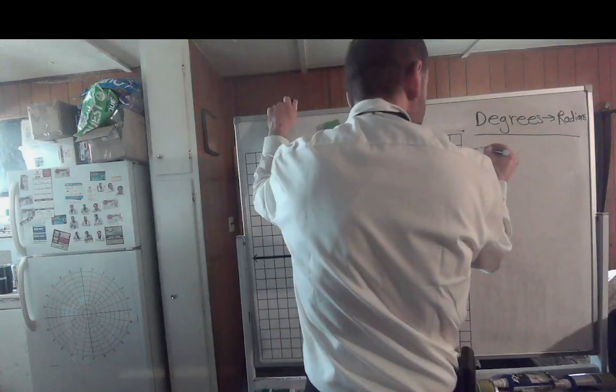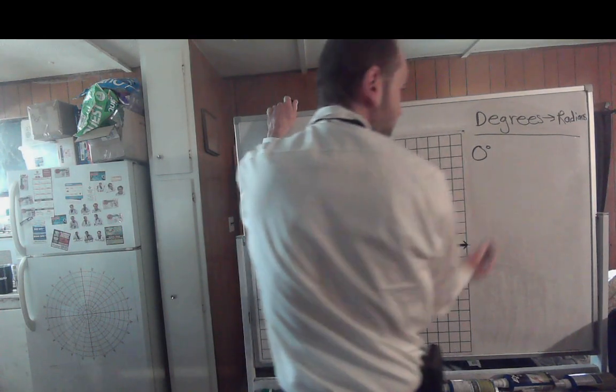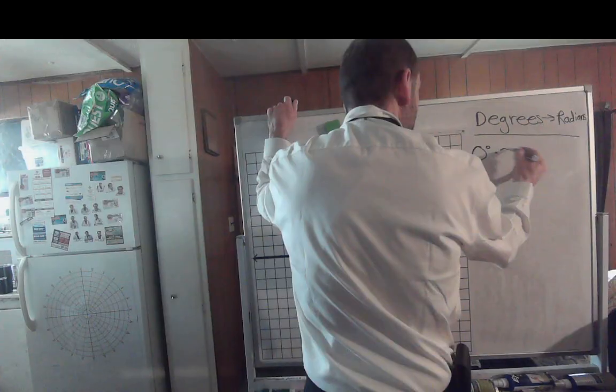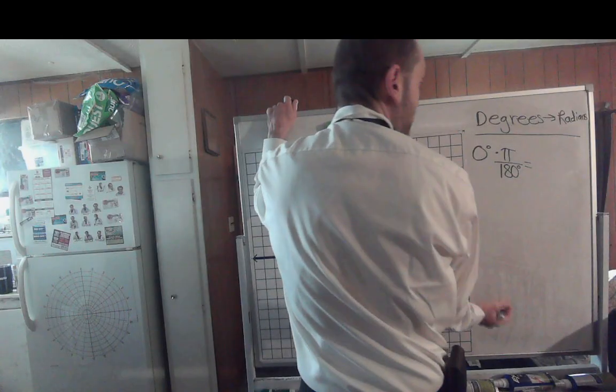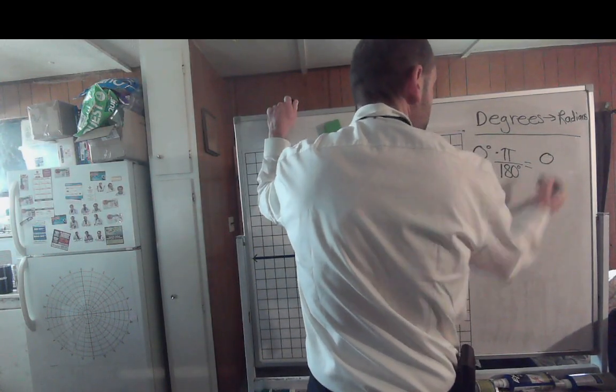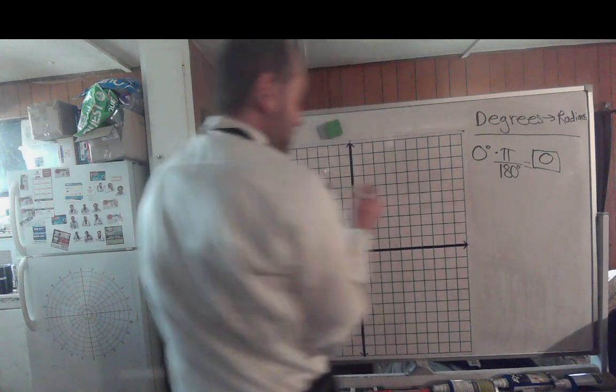Okay, so what if we had 0 degrees? That should be fairly obvious. So 0 degrees times pi over 180 degrees, well, that would just equal 0. So in this case, 0 degrees equals 0 radians. That should make sense.